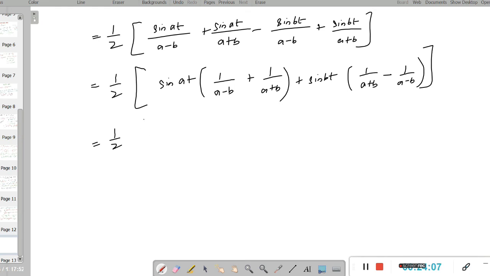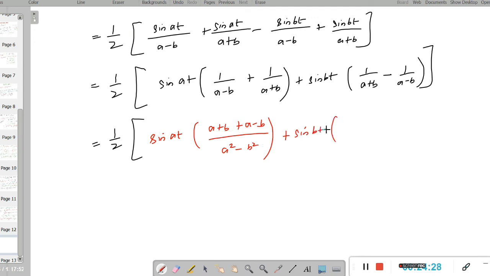After the simplification, you will get, if you take the LCM, (a plus b plus a minus b) divided by a square minus b square. If you multiply the denominator you may get a square minus b square, plus sin bt. Here also you have to take the same multiplication, LCM. So a minus b minus a minus b. So you can cancel these two terms. In this numerator you can cancel plus or minus b.